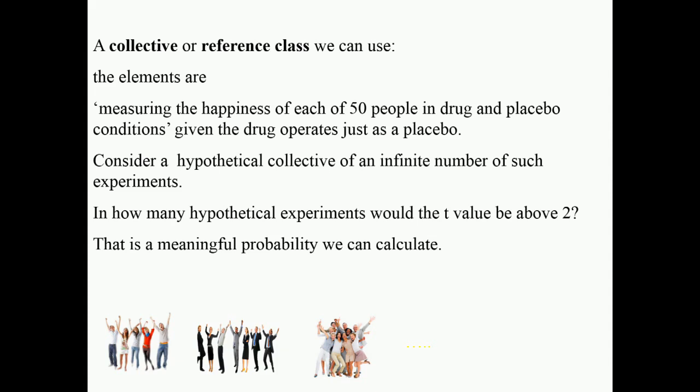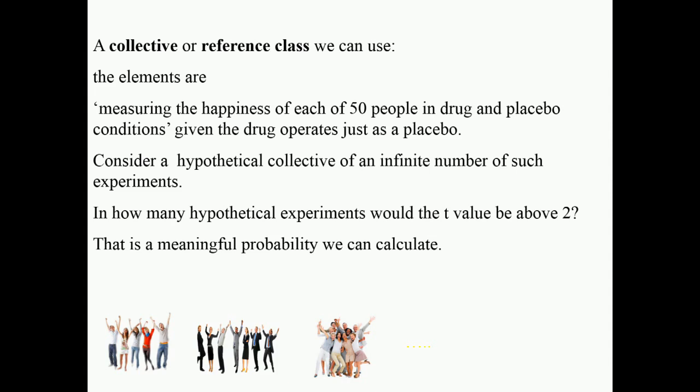What's the reference class? Well, the events in this class are the potentially billions of times we could run this experiment. So we could say, assuming the null hypothesis is true, assuming this drug is just placebo, if we ran 50 people with this design billions and billions of times, what proportion of the time would we get a t greater than 2? So that's what we're imagining. We can calculate that as a probability.